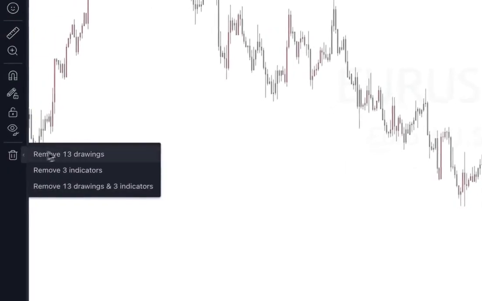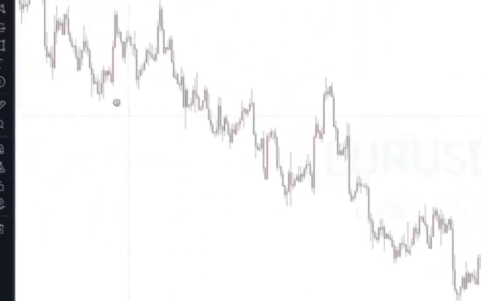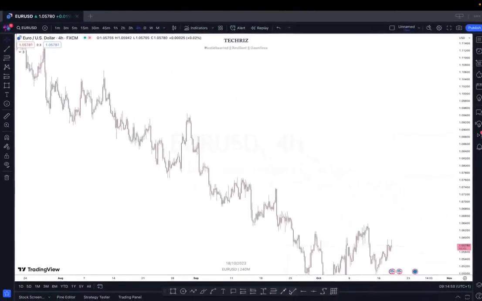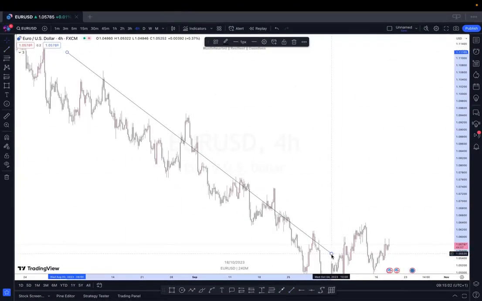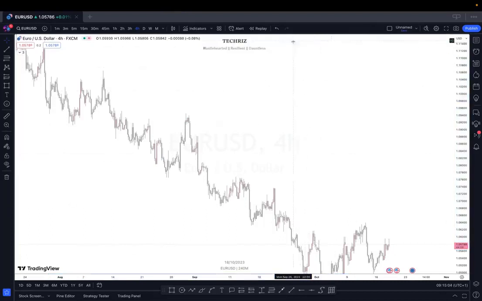Okay, I need to clear this. You can see this downtrend, right? You can see this downtrend. Market was in a very, very crazy downtrend, right?